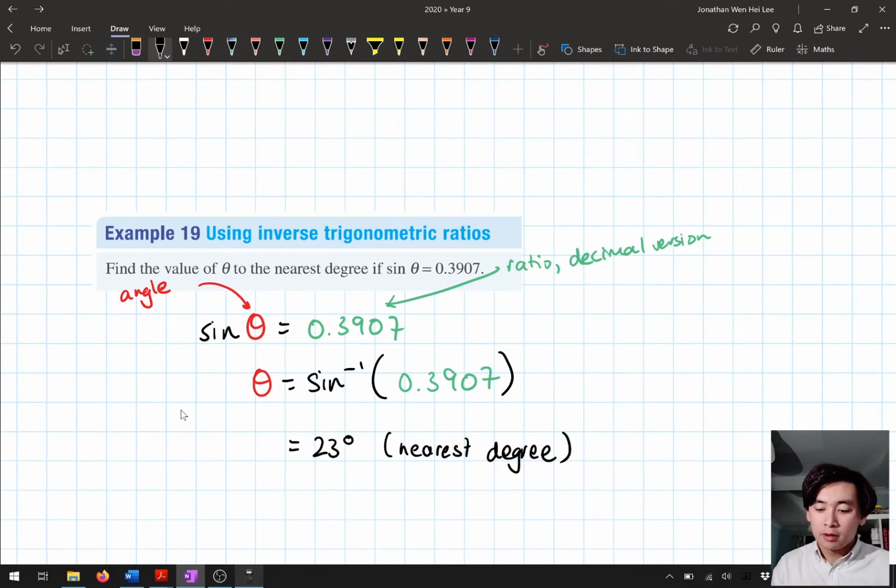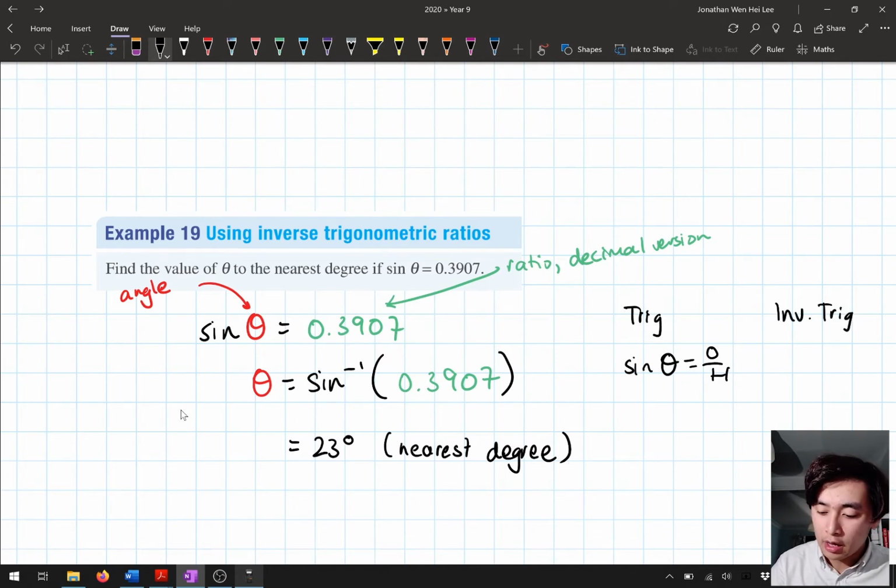So just remember, if I'm using regular trig, I have sine of an angle, and that will give me a ratio. When we use inverse trig, I put in my ratio and it gives me my angle. So if I want to undo what regular trig does, I'm going to use inverse trig. That's the main thing to notice here. Okay, next example.